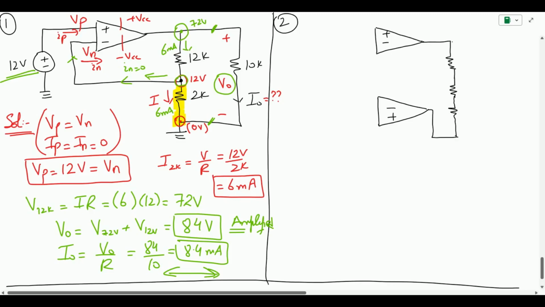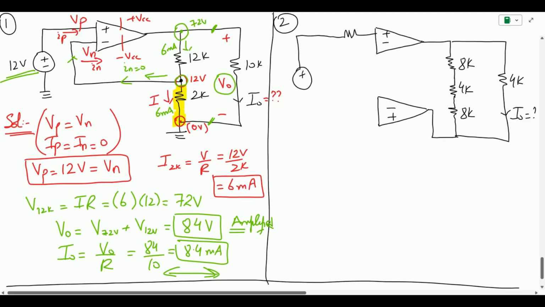Here we are again connected to a single resistor of 4K. This is 8K, this is 4K, this is again 8K. This is the unknown current that we need to figure out. From Vk we have a resistor, it is going into a voltage source, and then it is going again to another voltage source, and then it is grounded. So this is 5.8 volts, this is 2 volts.